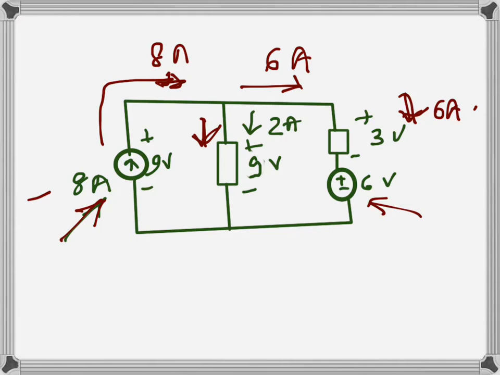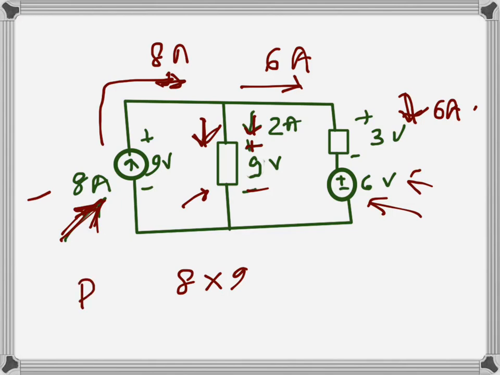These two elements are passive elements because current is entering through the positive terminal and leaving through the negative terminal. So these are passive elements, and this is a voltage source. So let's first find the power of the current source. So the power absorbed by the current source, 8 amps current source, is 8 times 9.